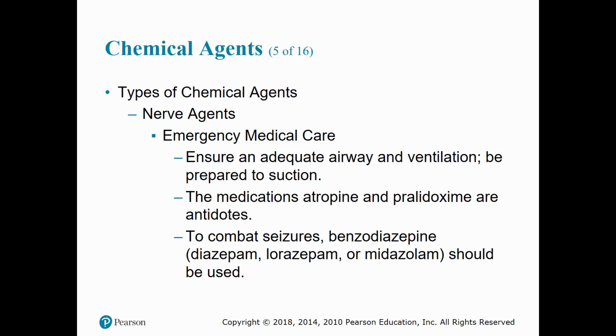Any wounds that you might come across when dealing with a nerve agent patient should be covered quickly to prevent further contamination and absorption of the nerve agent. Keep the patient warm and transport them as soon as possible. You want to make sure that you monitor your ABCs and be ready to suction. If you have it, you may also administer atropine and pralidoxime. These are antidotes.